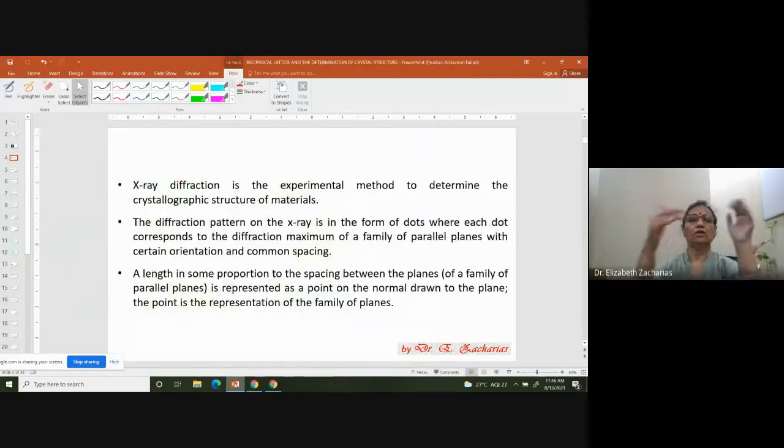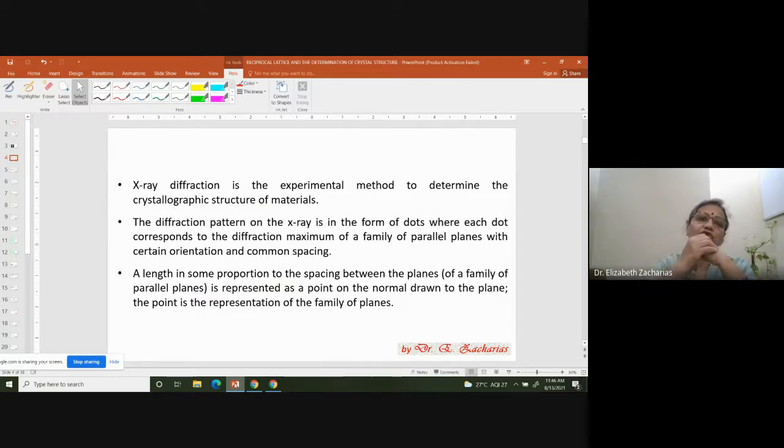Okay, so now let us just start off this chapter. What I just gave you was only the prelude to this particular chapter. So let's just start off the chapter. X-ray diffraction is simply an experimental tool to determine the crystallographic structure of a material.